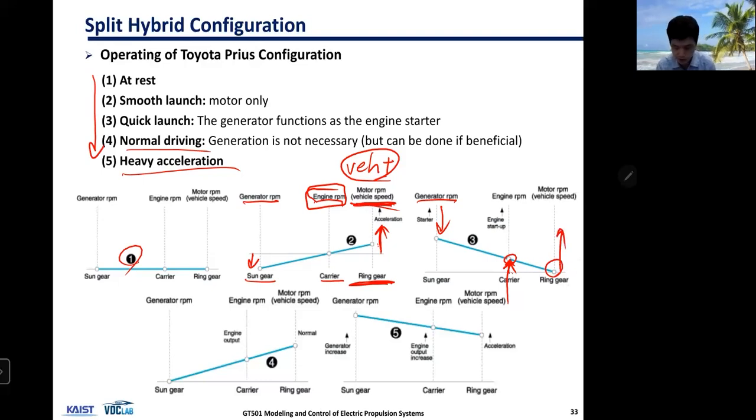And at higher speed or steady state conditions, you want to make sure that engine power flows to the wheel, the vehicle, and want to minimize this electrical path, okay? So you want to make this small at steady state because you want to maximize efficiency. And you can do that by reducing generator speed, okay?